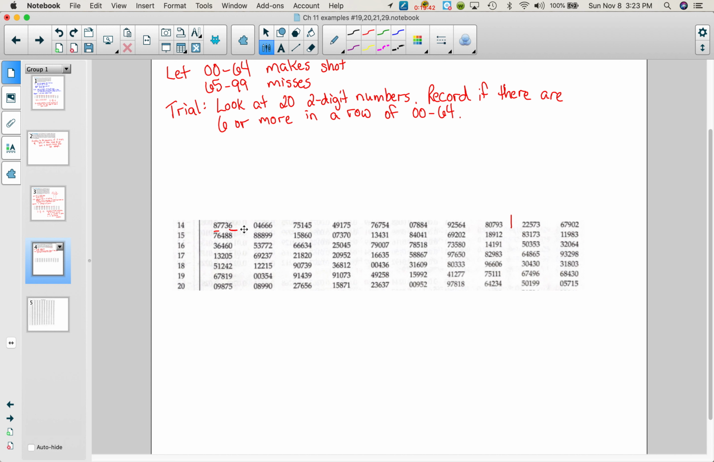60 is, she makes that one. So she makes a 60. She makes 46. 66 is a miss. So I have to start over. Remember, I'm looking for 6 in a row. 75 is a miss. 14 makes it.